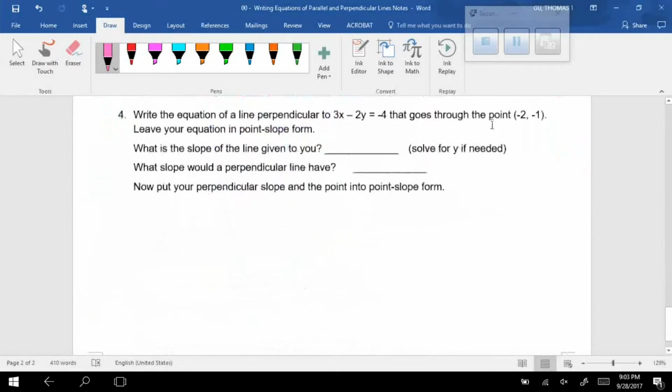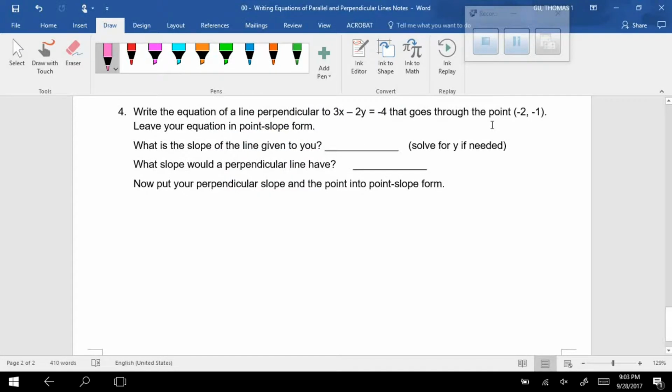Now we're going to write an equation of a line perpendicular to 3x minus 2y equals -4 that goes through the point -2, -1. Leave your equation in point slope form. So first things first, once again, this equation is not in slope intercept form. So we're going to have to rearrange and get it into slope intercept form.